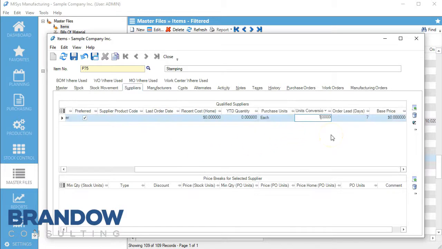For unit conversion, let's say that we need to send out 1,000. 1,000 times 25 cents makes our base price $25. So we're going to save that. That's the basic outline of how to get an outside process done.